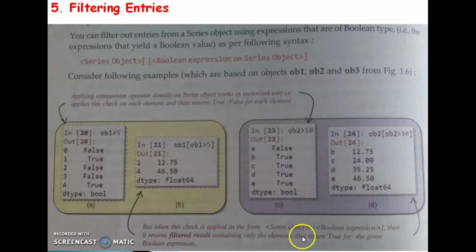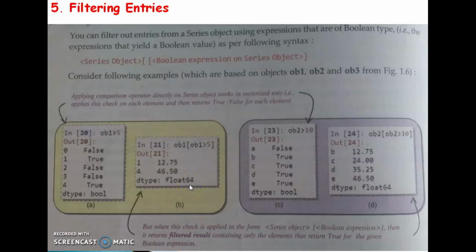containing only the elements that return true for the given Boolean expression. We will get the filtered result containing only the elements that return true for the given Boolean expression. I specified here OB1 within the square bracket. I specified this Boolean expression. So those whose values are satisfying this condition, all those values we can see. Only the elements that return true for the given Boolean expression.